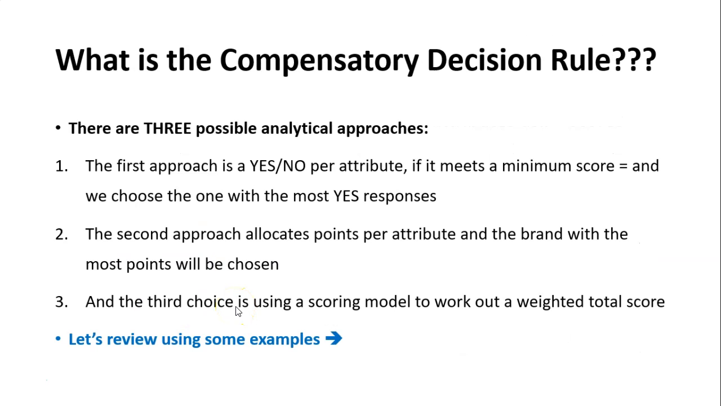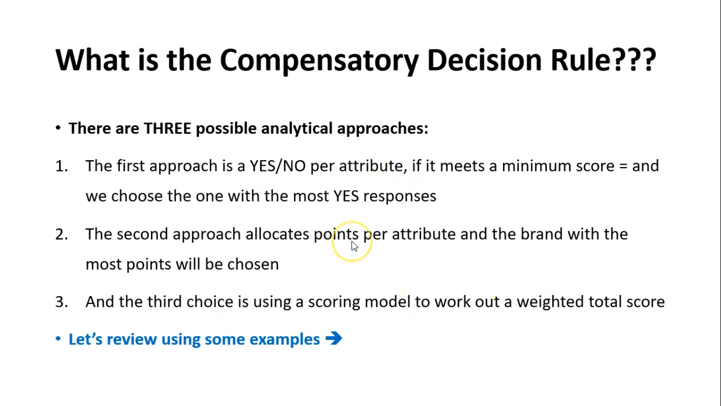Okay, so with the compensatory decision rule, there are actually 3 variations that we can use. They're all analytical. So the first one, we're going to use a yes-no type structure. I'll show you that. The second one, we're going to allocate simple points and just add them up. And the third approach, we're actually going to use a scoring model and work out weighted scores.